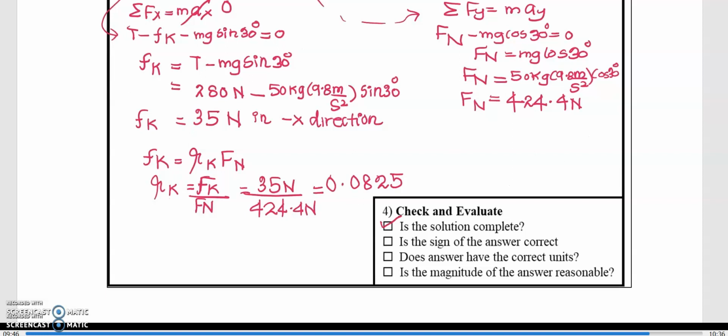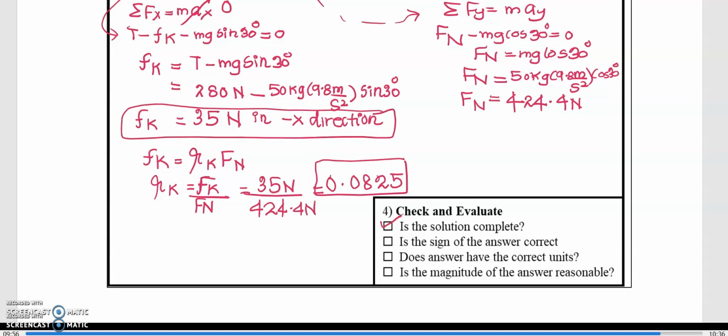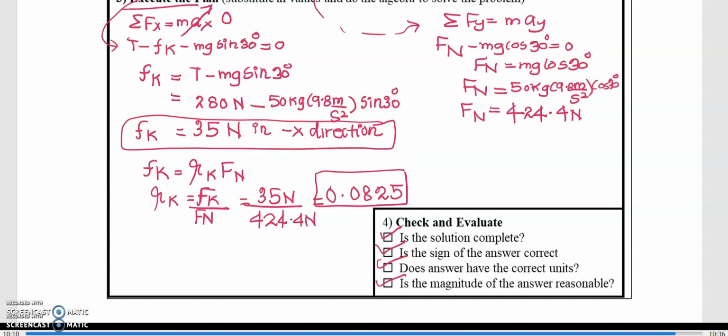It's just a coefficient. So is the solution complete? Yes. And is the sign of the answer correct? Yes. We got the expected signs for the coefficient of kinetic friction and then kinetic friction. And then, does the answer have correct units? Yes. We got newtons for the kinetic friction, and then there's no unit for mu k. And the magnitude of the answer is reasonable.